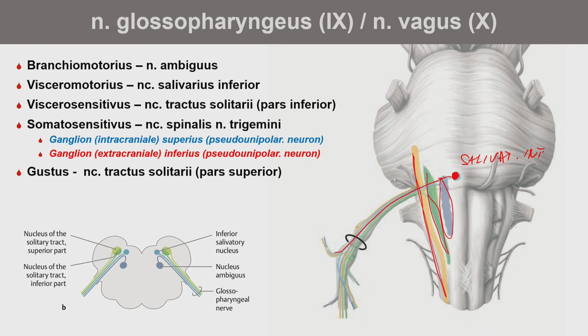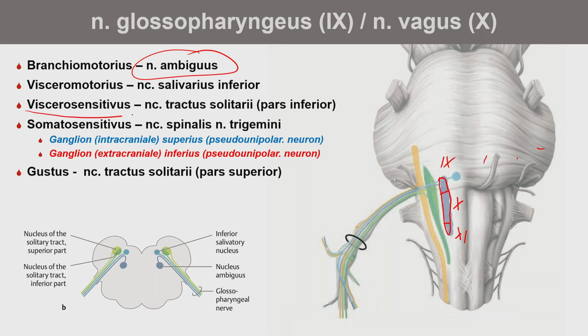So we can distinguish then again branchiomotor. The branchiomotor nucleus is nucleus ambiguus. Nucleus ambiguus is a long ganglion which is separated into three parts. The superior part is for the 9th nerve, the middle for the 10th, and the lowest for the 11th nerve.